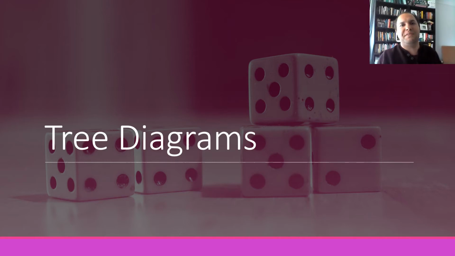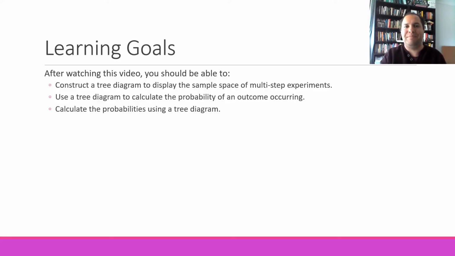Hi students, in this video we're going to look at how to use tree diagrams to represent the events and experiments done to calculate probability. After watching this video you should be able to construct a tree diagram to display the sample space of multi-step experiments. You can then use your tree diagram to calculate the probability of an event, of an outcome occurring, and then with that tree diagram as a whole calculate probabilities of different outcomes or different events happening.